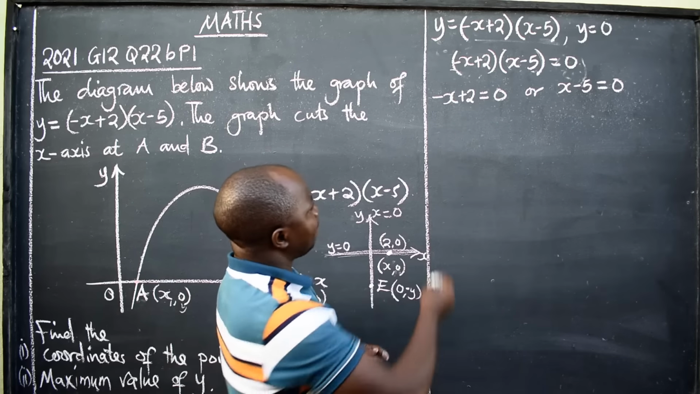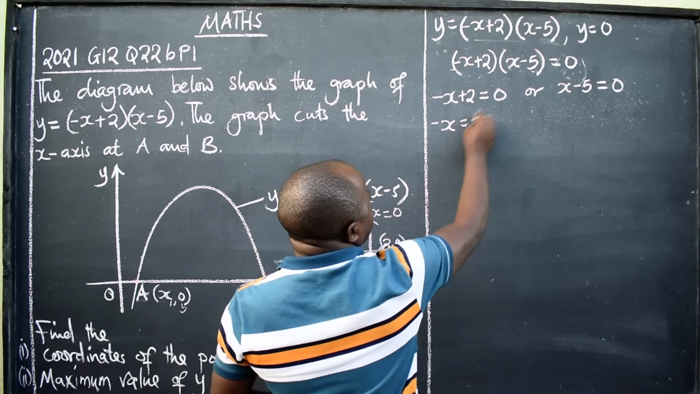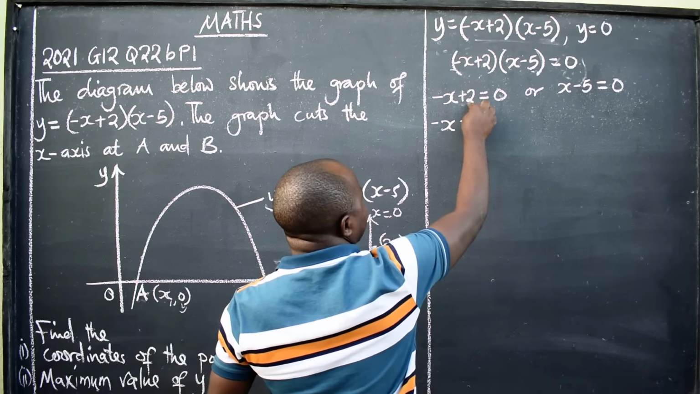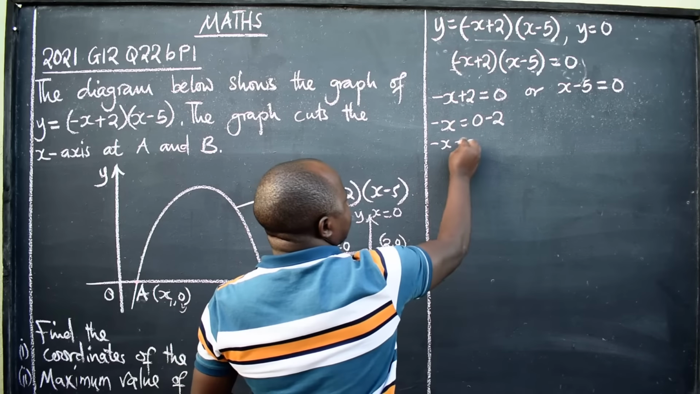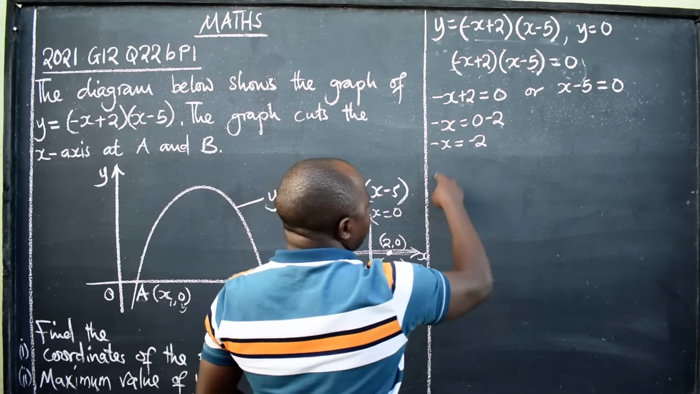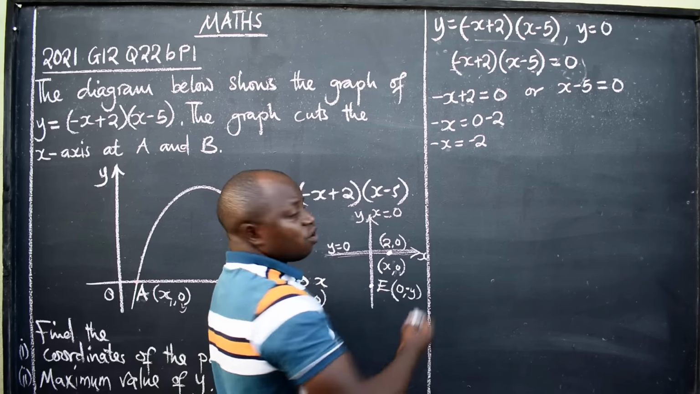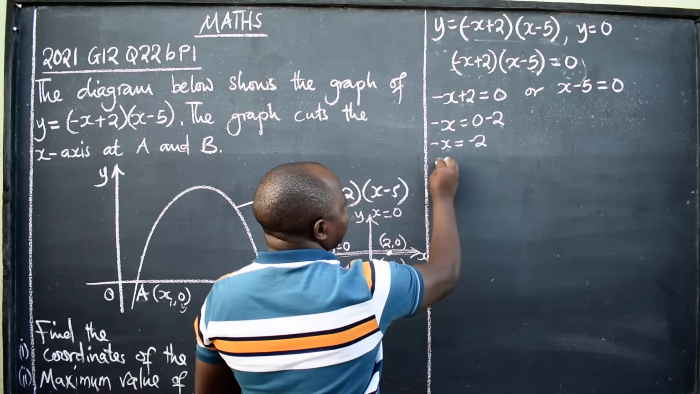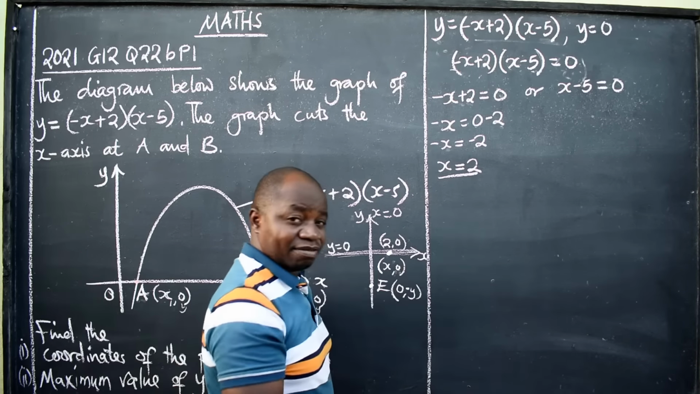Then here, we are going to solve for the value of x, which will be negative x is equal to 0. This positive 2 will be negative 2. Then negative x will be equal to negative 2. To remain with x here, I'll be able to divide by negative 1, or just divide by negative, and my answer will be 2, without a negative.